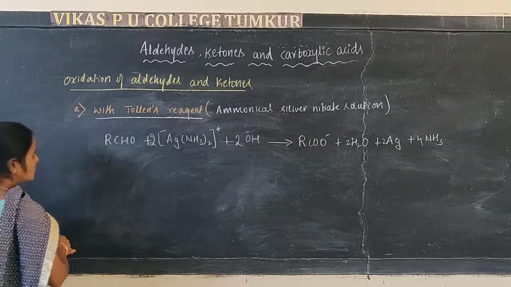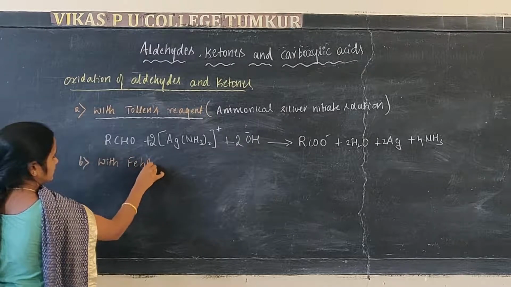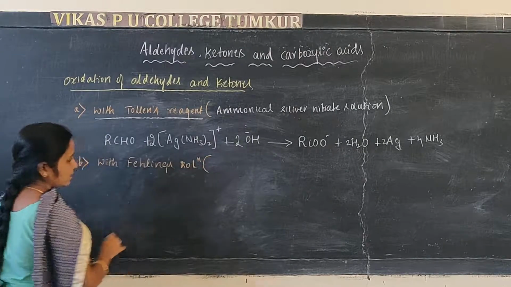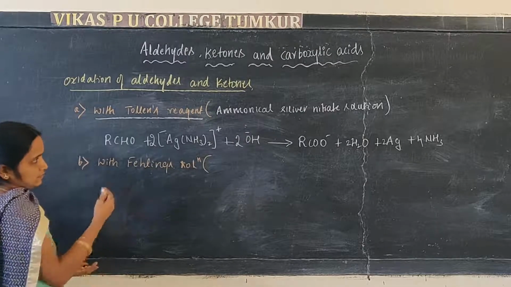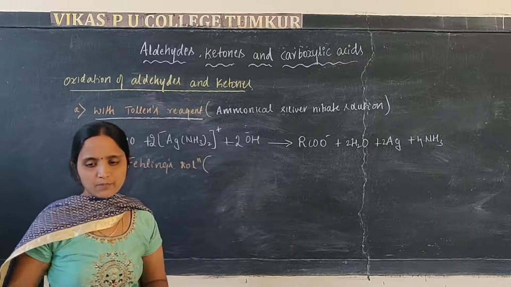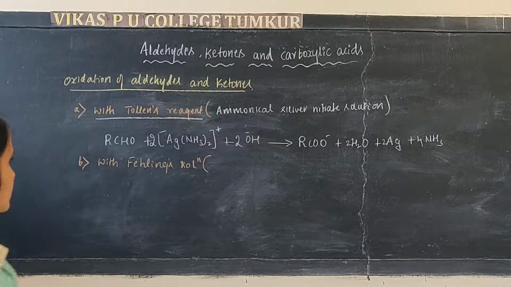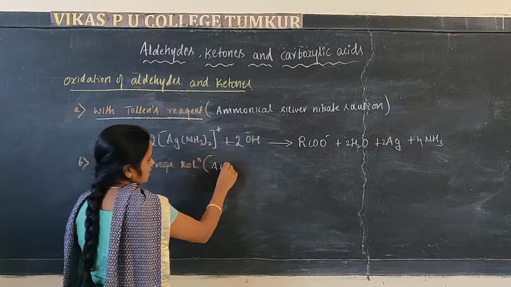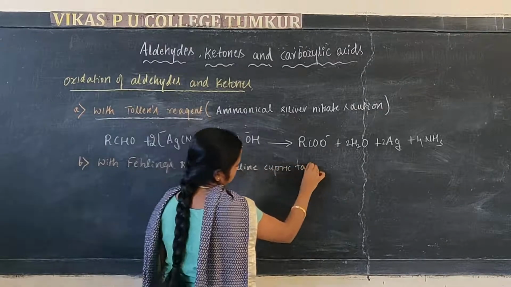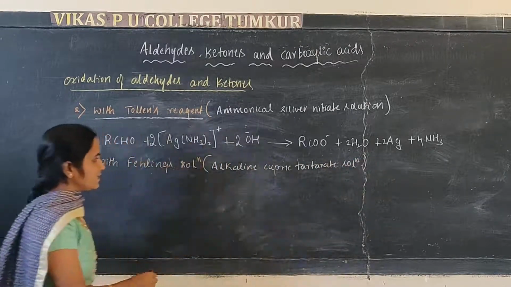Next we are going to discuss Fehling's solution. Fehling's solution is nothing but alkaline cupric tartrate solution, called Fehling's solution.